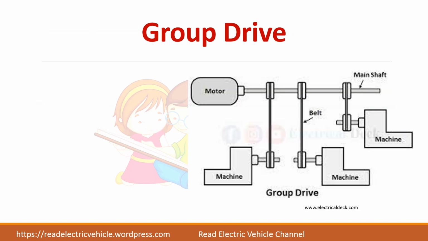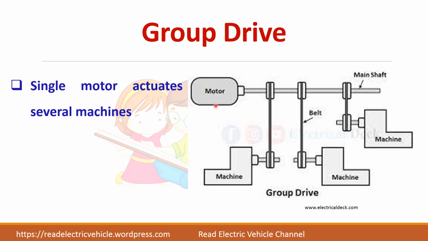Group drive, you can see the diagram. Three machines are here which are controlled by a single motor. So in group drive, a single motor will actually control the several machines. This has many advantages as well as disadvantages because a single line shaft is used to couple the different machines. Suppose any problem in the motor occurs, it will affect the whole process, and moreover it is difficult to control the speed of the machine.